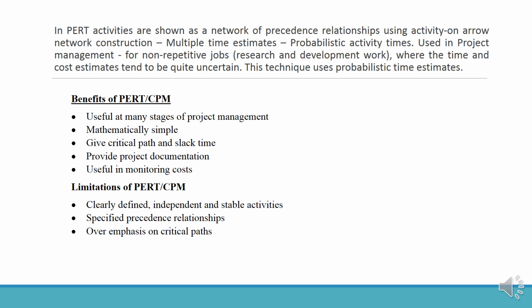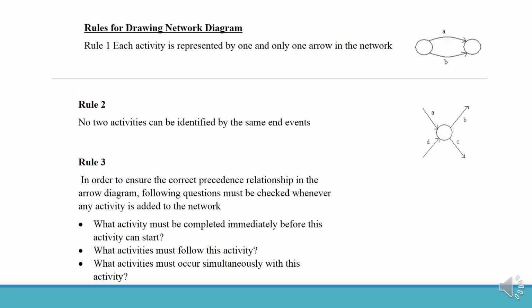Benefits of PERT and CPM: useful at many stages of project management, mathematically simple, give critical path and slack time, provide project documentation, and useful in monitoring cost. Limitations of PERT and CPM: clearly defined, independent and stable activities, specified precedence relationships, and over-emphasis on the critical path. Rules for drawing a network diagram.